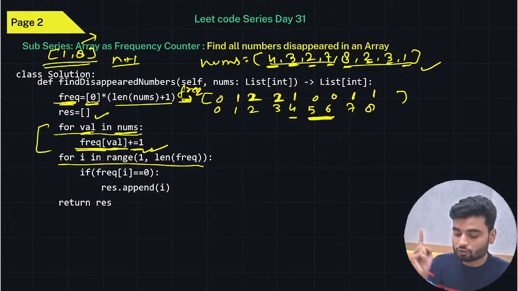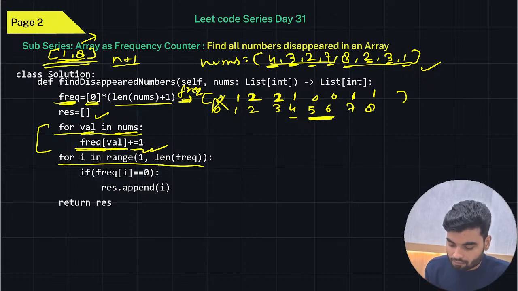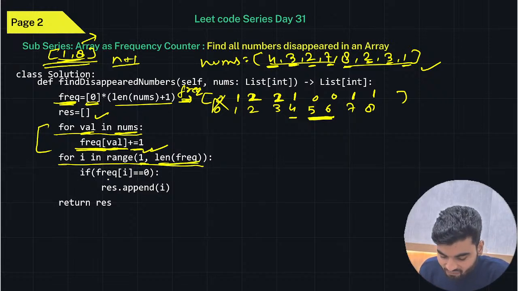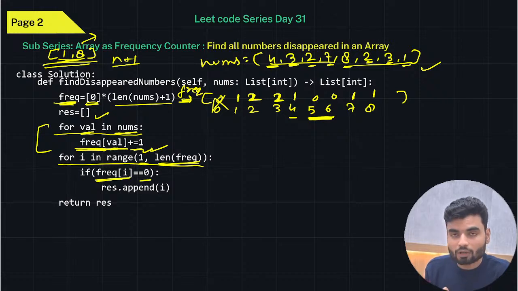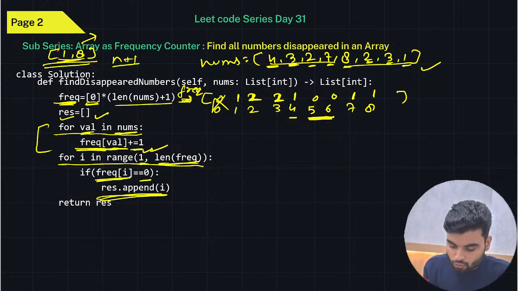We start from index 1, not 0. Why? Because values are from 1 to n, not from 0 to n, so we will not consider index 0. So 1 to n. Now what you're checking is whether a particular index has the value 0, and if so we add that value into the result. Makes sense, yes or no?